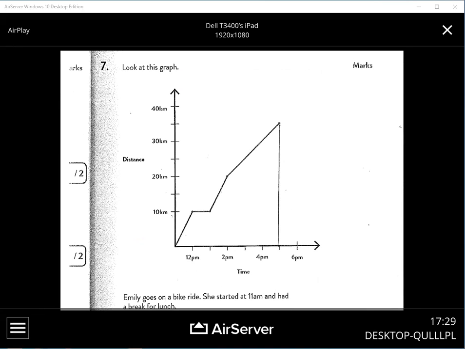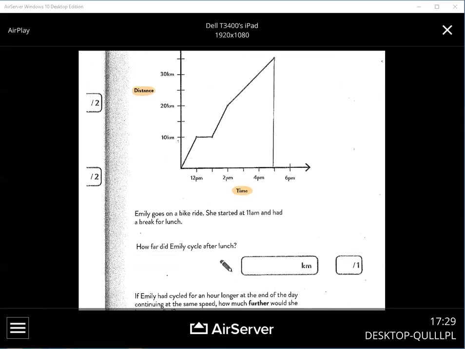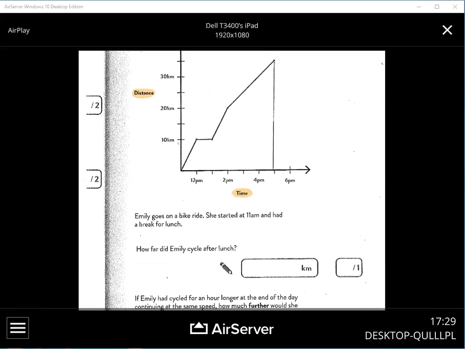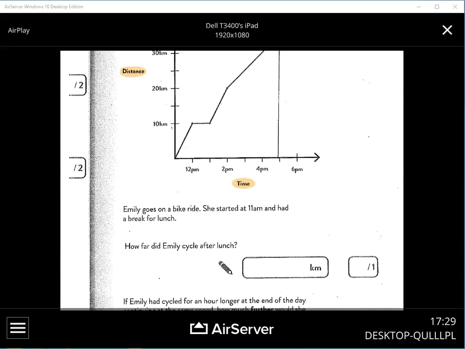Look at this graph. Okay, this is called a distance time graph. The reason why it's called a distance time graph is because the vertical axis is distance and the horizontal axis is time. Okay, read, Zaki. Emily goes on a bike ride. She started at 11 a.m. and had a break for lunch. How far did Emily cycle after lunch?